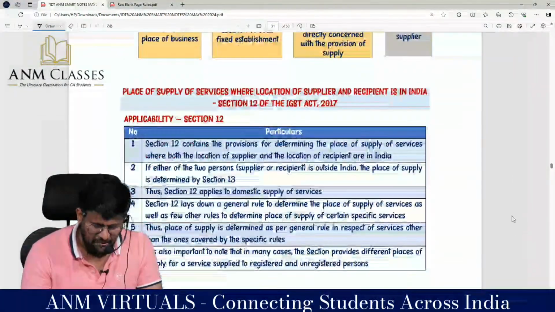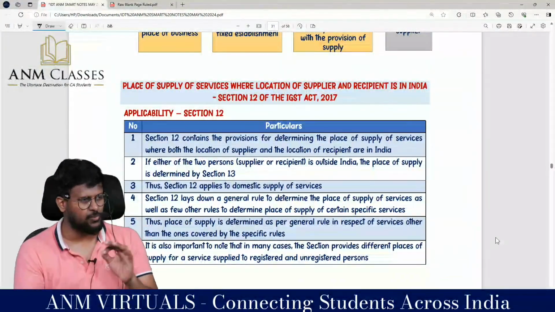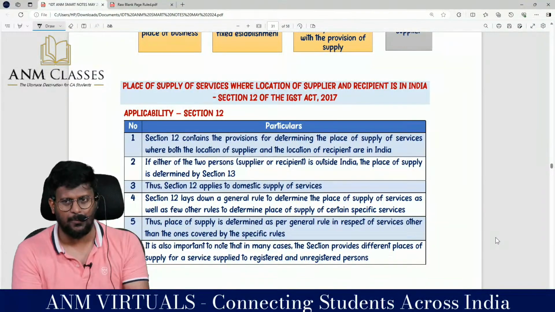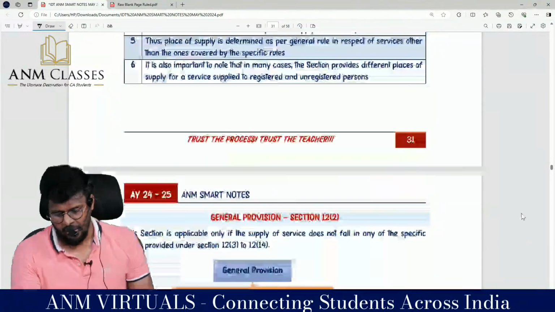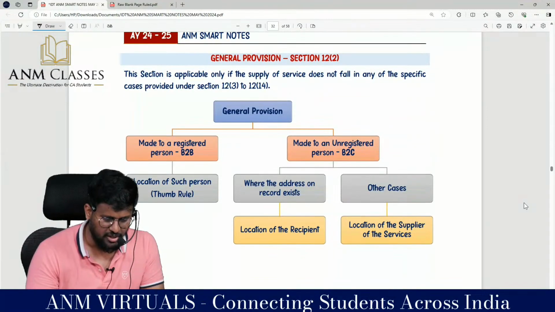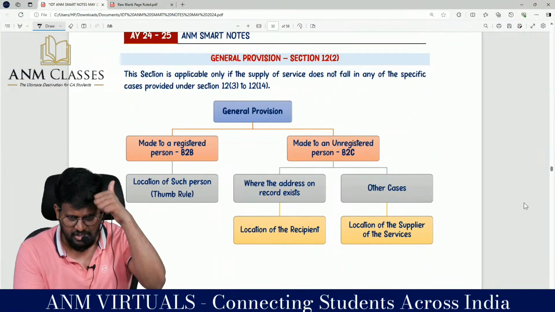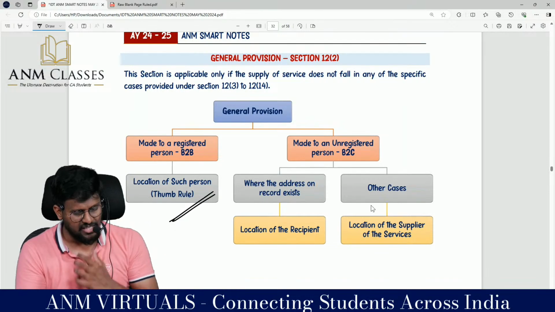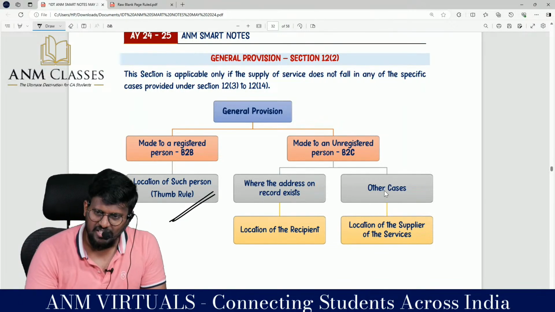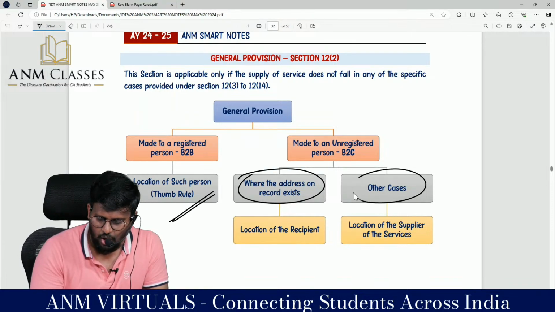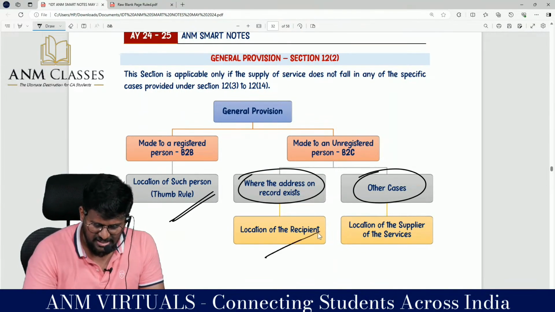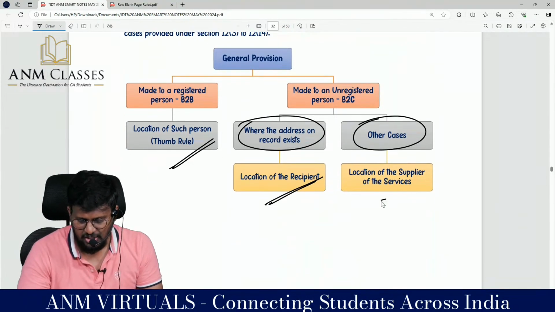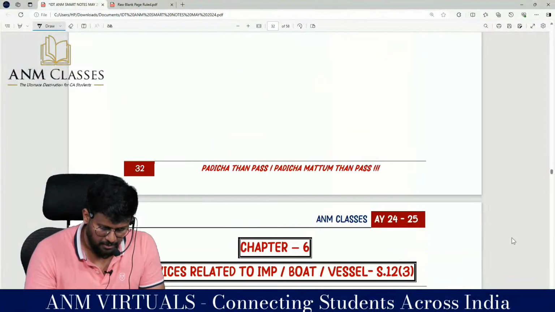I am starting, my dear lovable students. If both the service provider and service recipient are situated in India, provisions of section 12 will be applicable. Yes sir. I am coming to the general provision. Have you made the service to a registered person or an unregistered person? Location of the recipient, that is a thumb rule. Yes, made to an unregistered person where the address on record exists or does not exist. If the address exists, location of the address; if it does not exist, location of the supplier. Right?